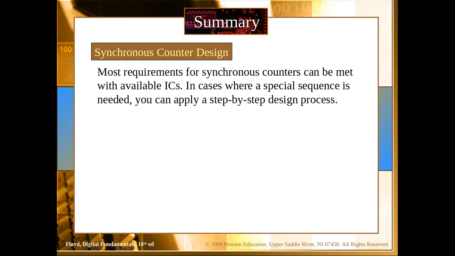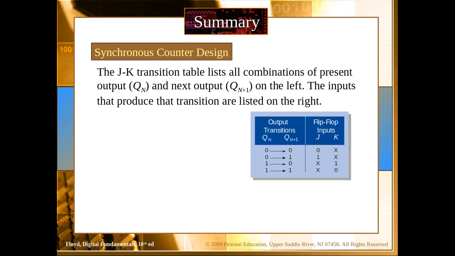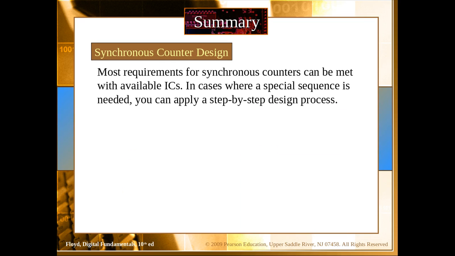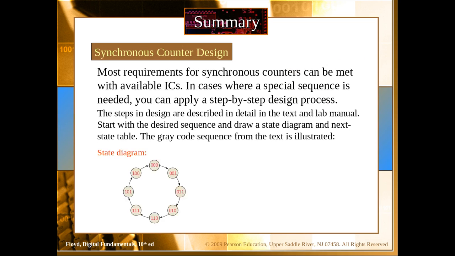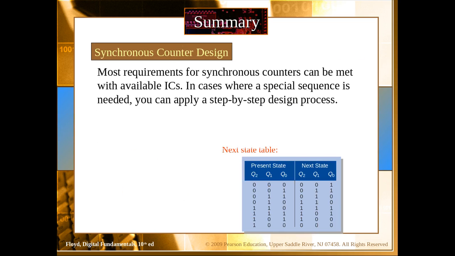So in all the cases where a special sequence is needed, we can apply a step-by-step design process. The design process is basically very simple. We just need to know the state table, that is, given a sequence, we need to determine what would be the next state. This kind of table is called a next state table. For example, if the present state of the counter is 000, the next state is 001.